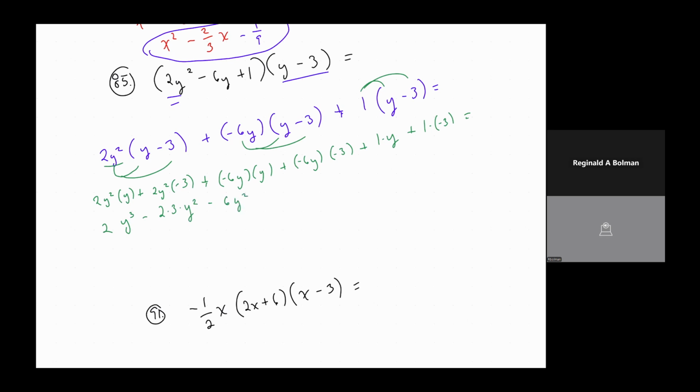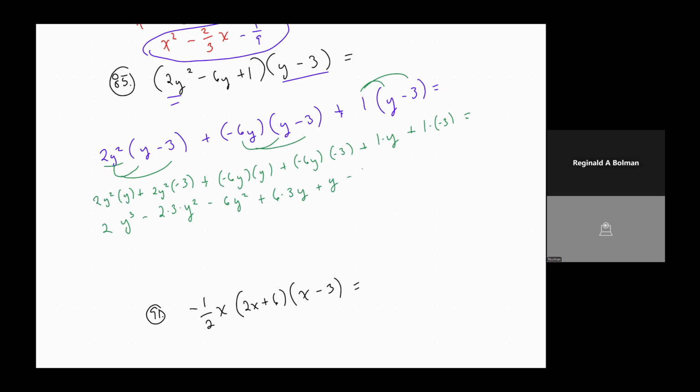Well, negative and a negative is a positive. Positive and positive is a positive. So we'll have a positive 6 times 3y. Plus, well, we've got a positive and positive, which is just a positive. 1 times y is y. Positive and a negative is a negative. 1 times 3 gives you 3.